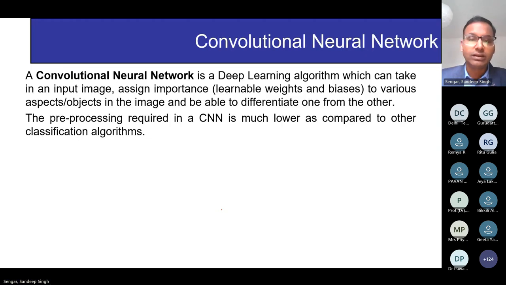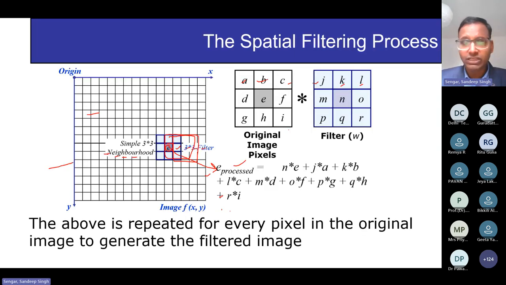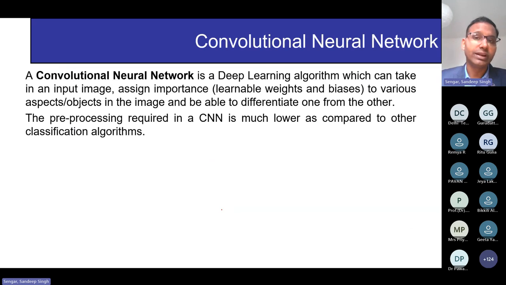Now, whatever we understood is the spatial filtering mechanism. Let's explore this mechanism for the convolutional neural network, the CNN part. A convolutional neural network is a deep learning algorithm which can take an input image and assign importance, meaning weights and biases, to various aspects or objects in the image to be able to differentiate one from another.